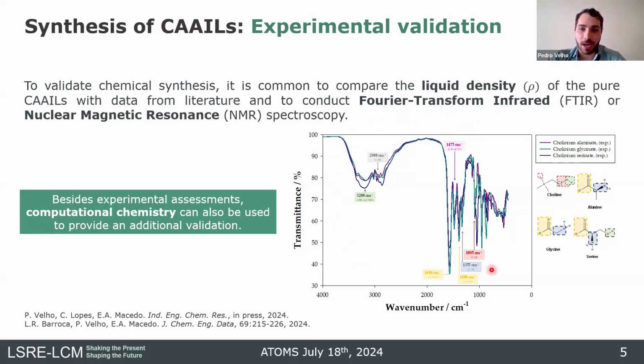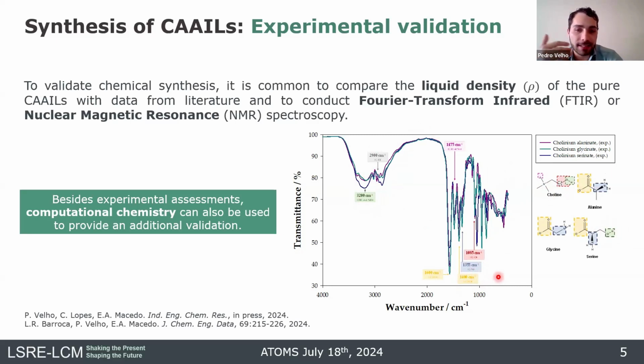As you can see here, we have the Fourier transform infrared spectra for choline alanine, choline glycine, and choline serine. You can see all the spectra here, and obviously a lot of the peaks are common, such as this one here, which comes from choline and has a larger intensity for serine, as you can see here. Normally, they also present these two peaks here, which are due to the carboxylic groups, and this, which is due to the NH2 group.